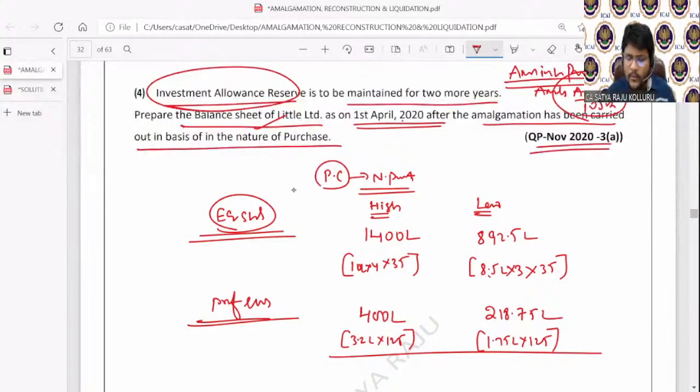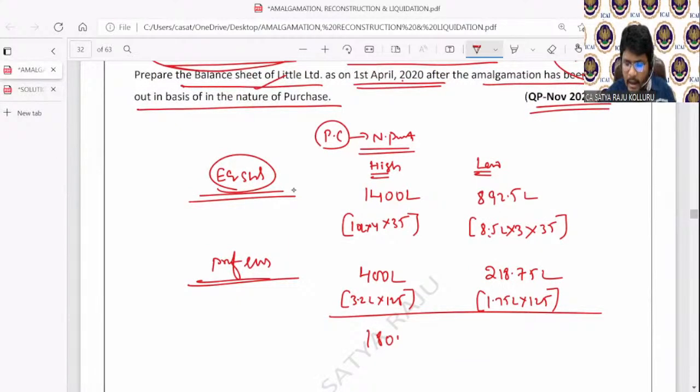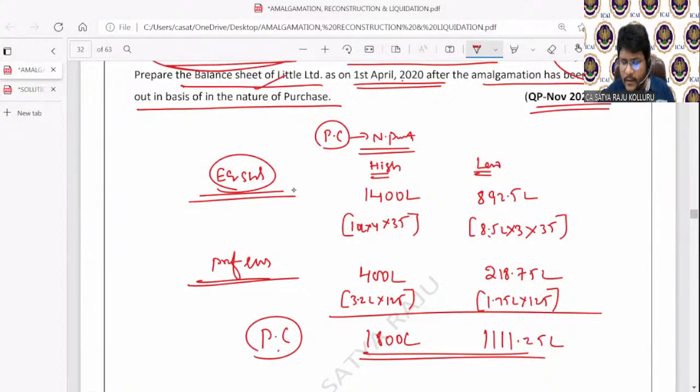Now, what is the total amount of PC? Here 1800 lakhs. Here 892.5 plus 218.75. Here it is 1111.25 lakhs. This is the amount of purchase consideration. Sir, why do you need to calculate this? This is PC, right? This is purchase consideration.